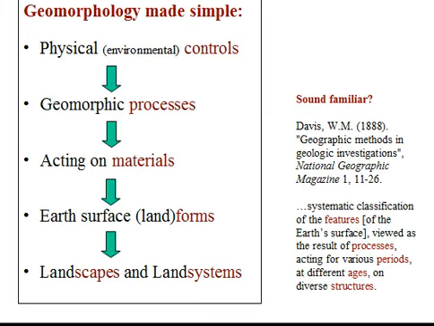Geomorphology is all about the way that geomorphic processes, which are controlled by environmental factors, act on Earth's surface materials to produce landforms. Linked assemblages of landforms are landscapes, and if we consider landscapes along with the processes that form them and the materials that they're made of, we're talking about land systems. These concepts are the building blocks of geomorphology.